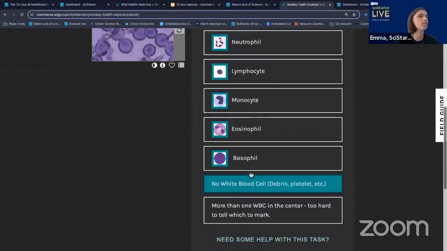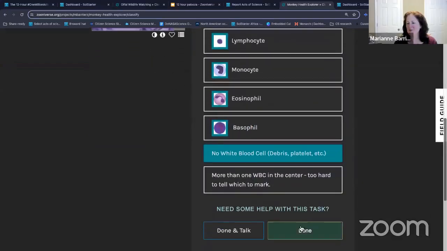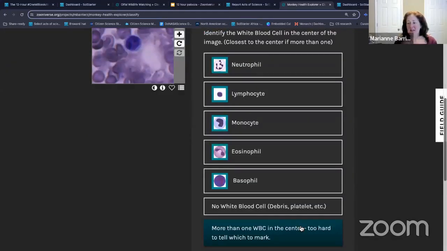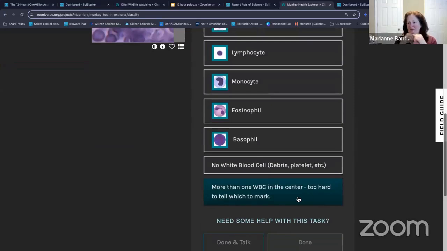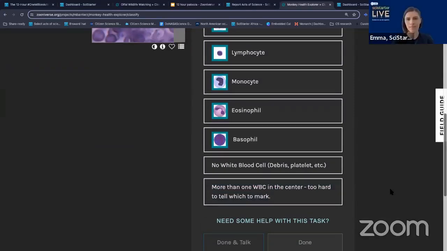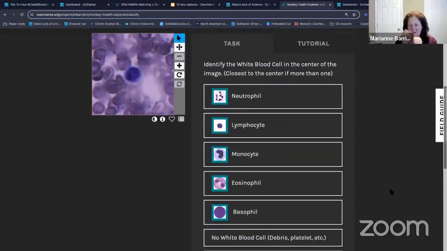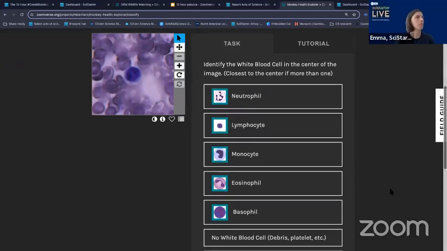More than one or no white blood cell. The last option is in case occasionally two white blood cells will be so close to each other they'll both show up in the picture. So we do say just do the one that's closest to the center. But if they're really in the middle and you just cannot tell, that's when you choose that option, because that flags it for us to do that one manually. It doesn't happen often, but it does.